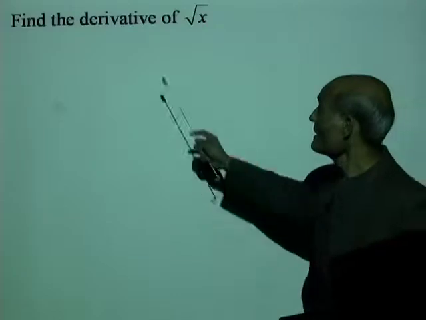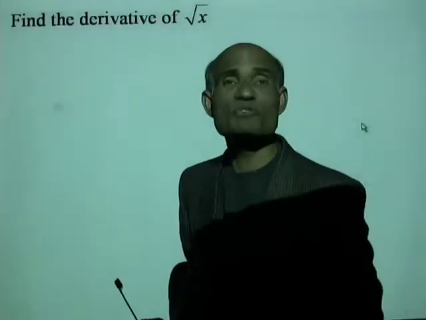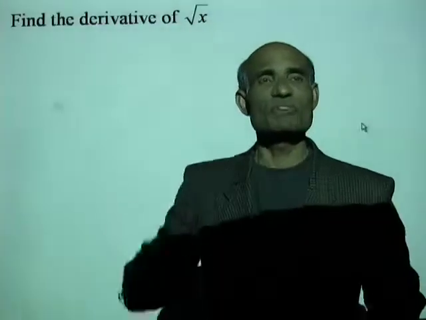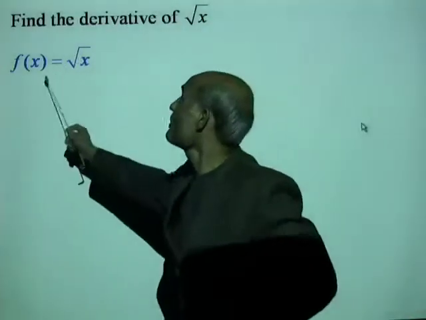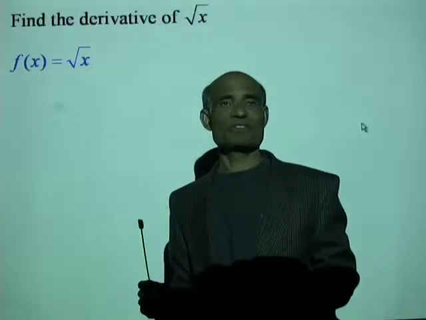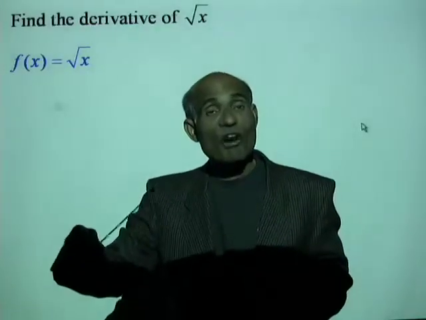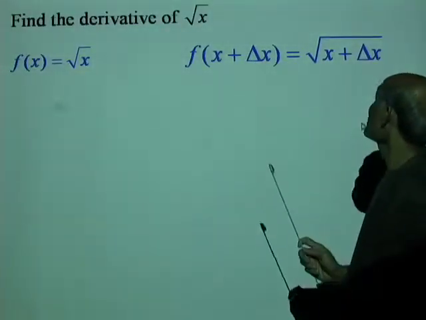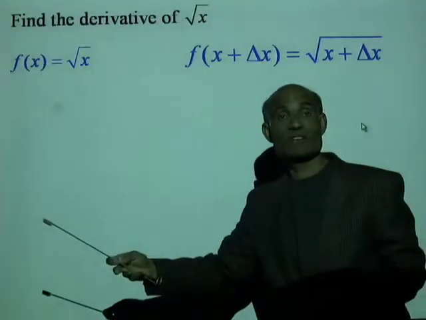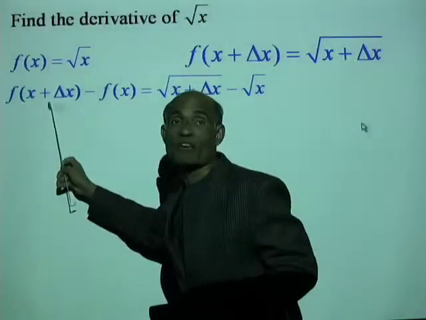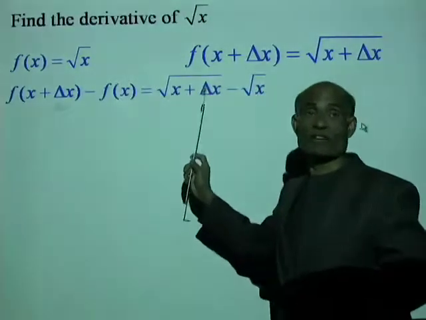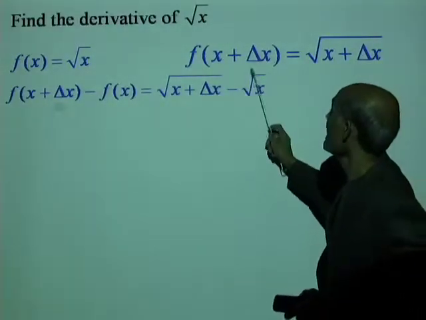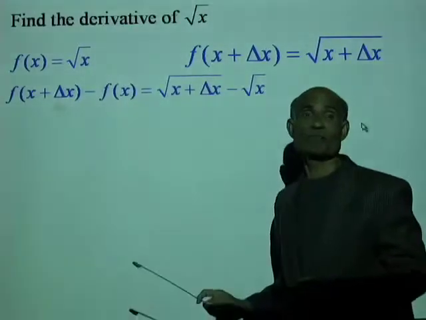Alright. Let's now find the derivative of square root of x using the same principle we used in the previous one. Alright, so f of x equal to square root of x. Next we find f of x plus delta x. f of x plus delta x is square root of x plus delta x. What is f of x plus delta x minus f of x? Well, this is f of x plus delta x minus this is your f of x.